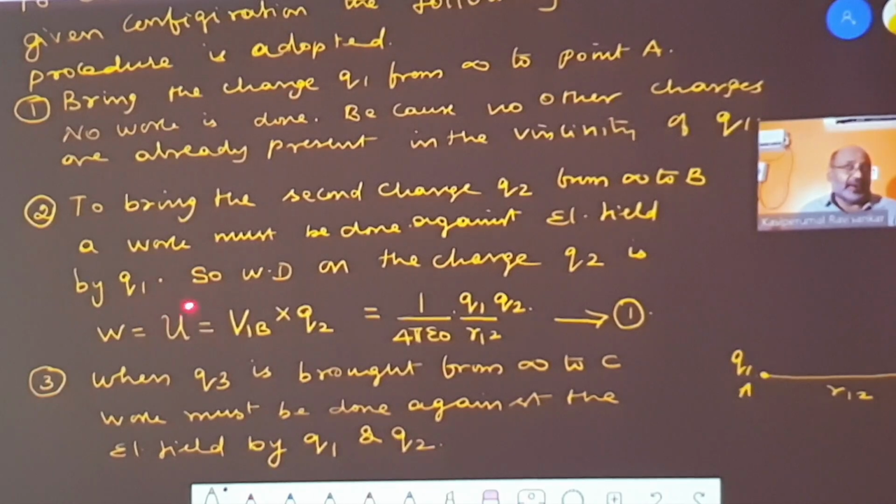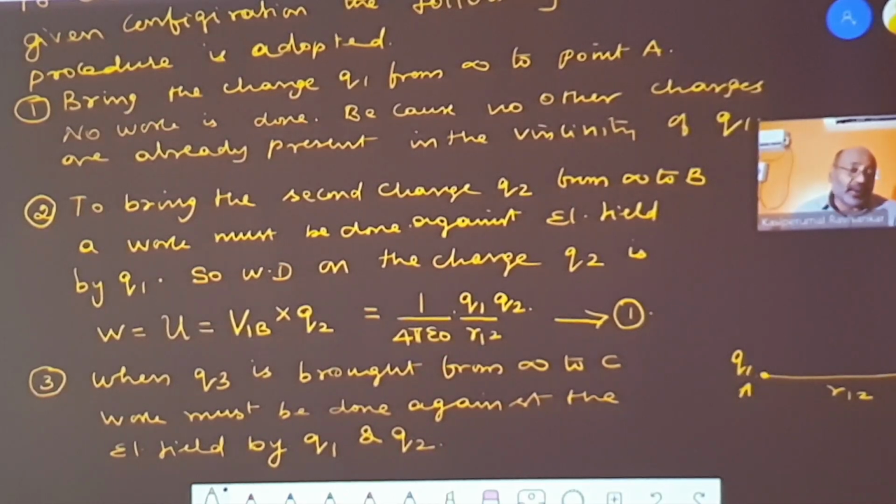So, the work done on the charge Q2, epsilon, is equal to potential multiplied with charge, and the formula is 1 by 4 pi epsilon 0 Q1 into Q2 by R12. This work done, or this potential energy, is stored on Q2. Work is done on Q2, so potential energy is stored on Q2.